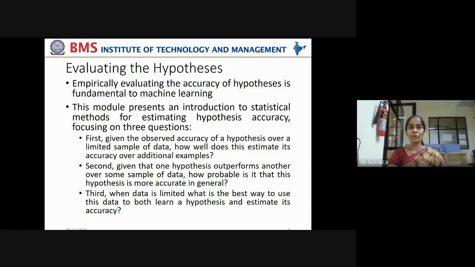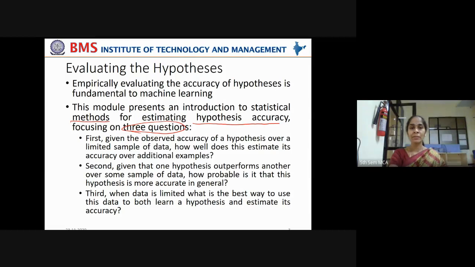Now, this module represents an introduction to statistical methods. If you make a statement, whether it is statistically significant or not, understand this term, statistically significant. Whenever you're making a statement, you have to prove that it is statistically significant by supplying a sufficient amount of observed data, right? So this module mainly focuses on introduction to statistical methods for estimating hypothesis accuracy, focusing on 3 main questions.